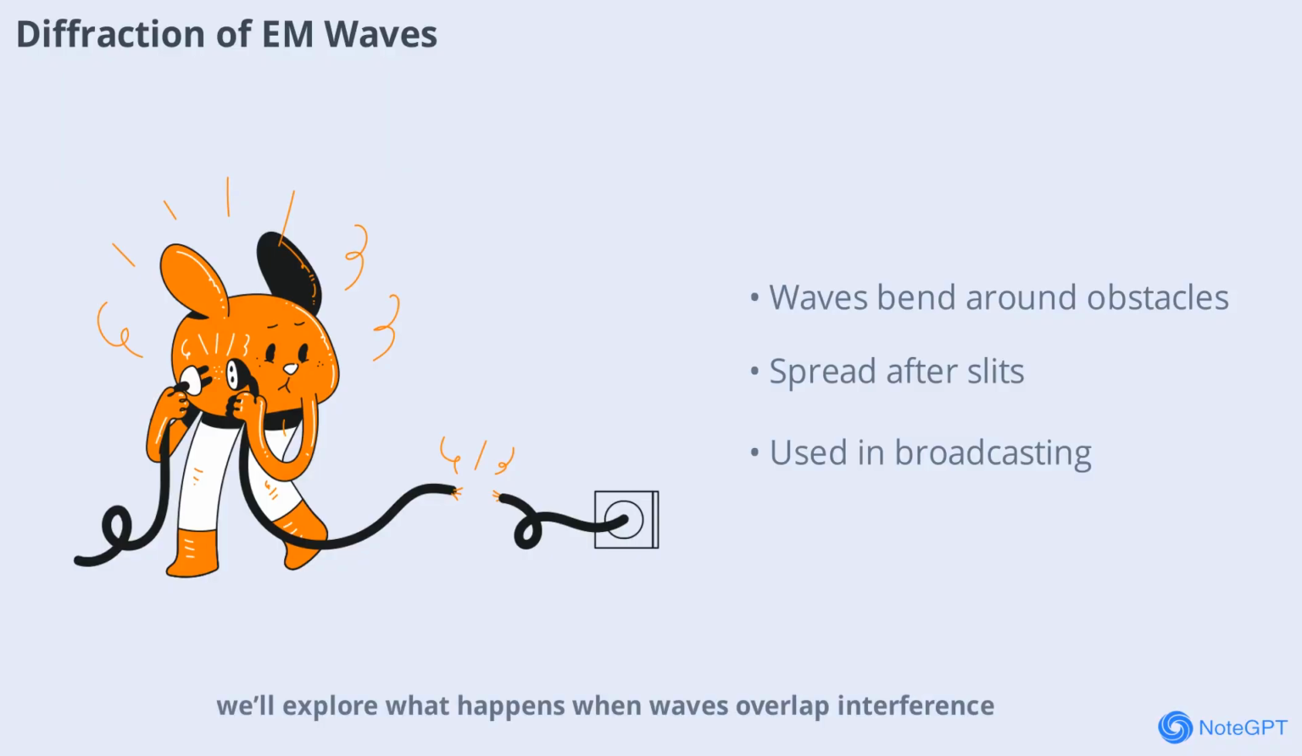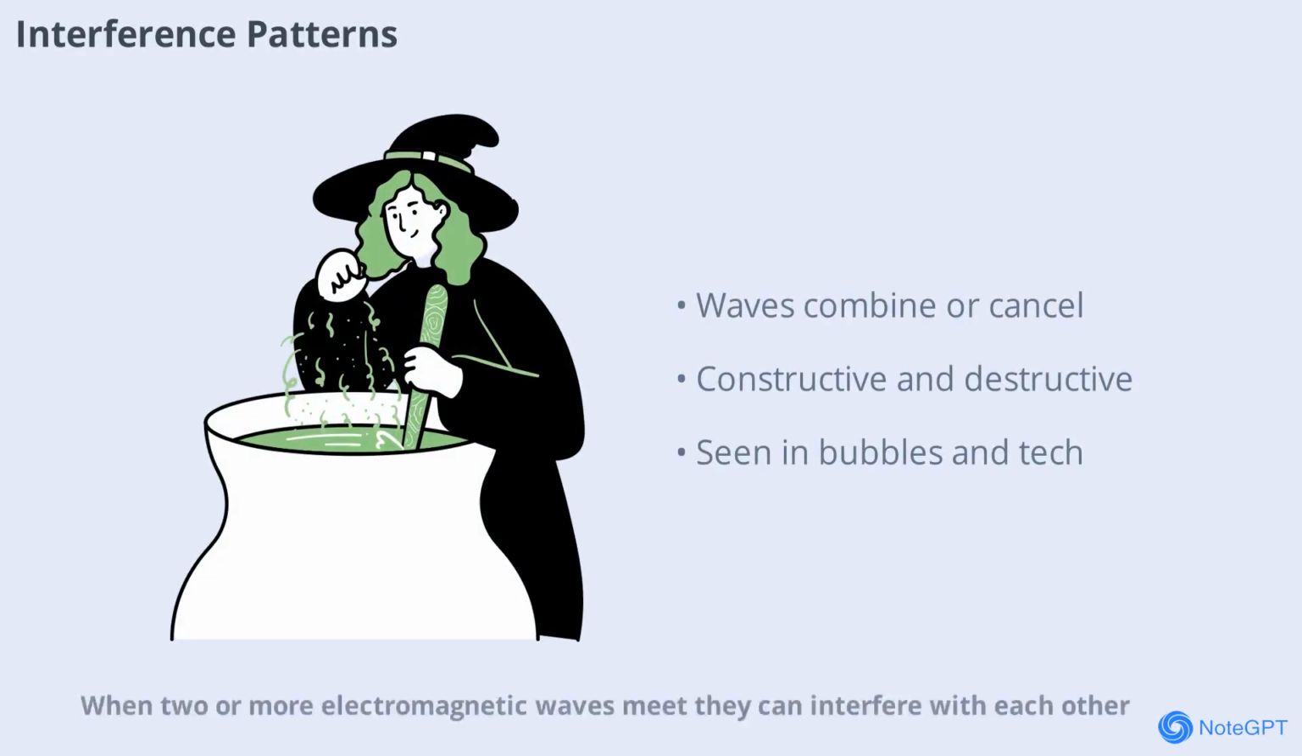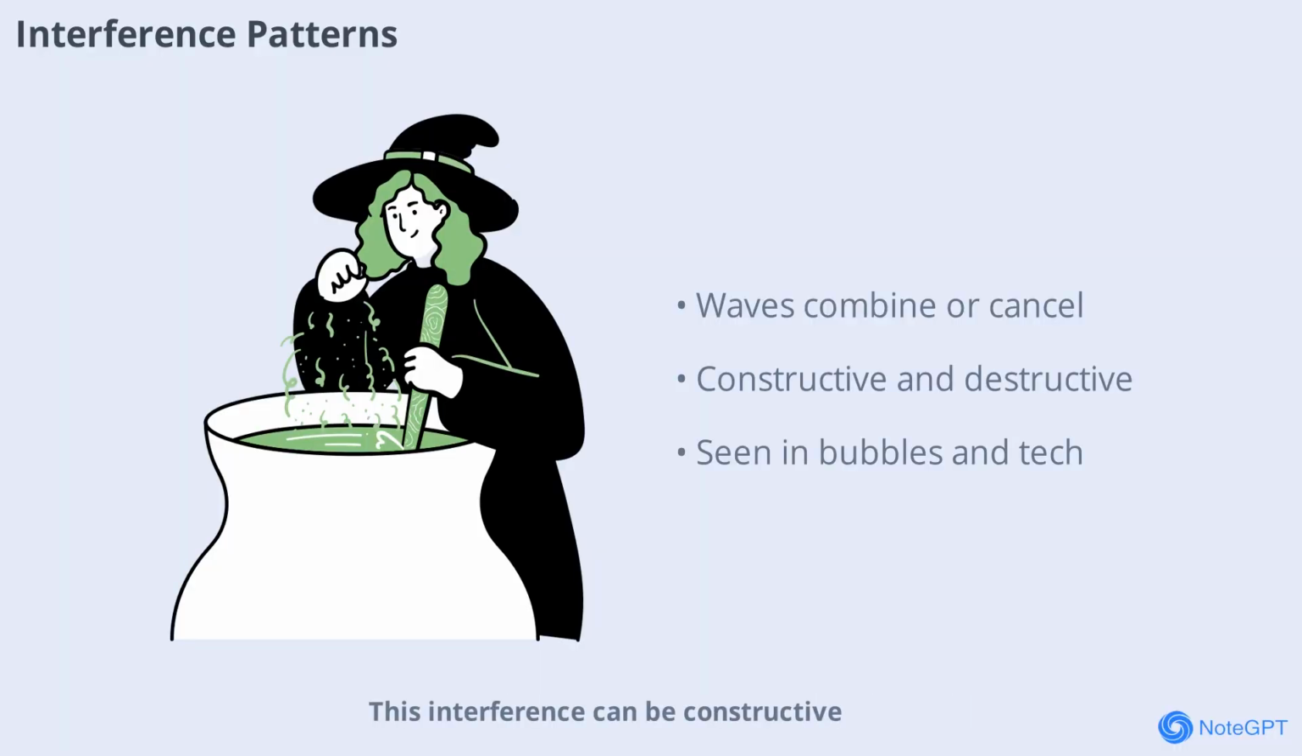Next, we'll explore what happens when waves overlap: interference. When two or more electromagnetic waves meet, they can interfere with each other. This interference can be constructive, where the waves add together to make a stronger signal, or destructive, where they cancel each other out. Interference patterns are seen in everyday life, such as the colorful patterns on soap bubbles or oil slicks.